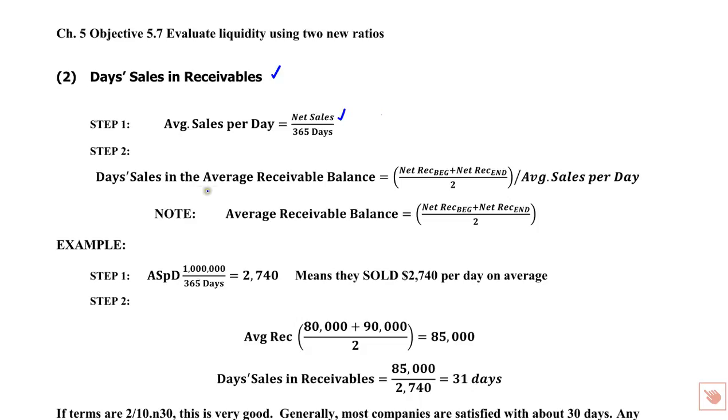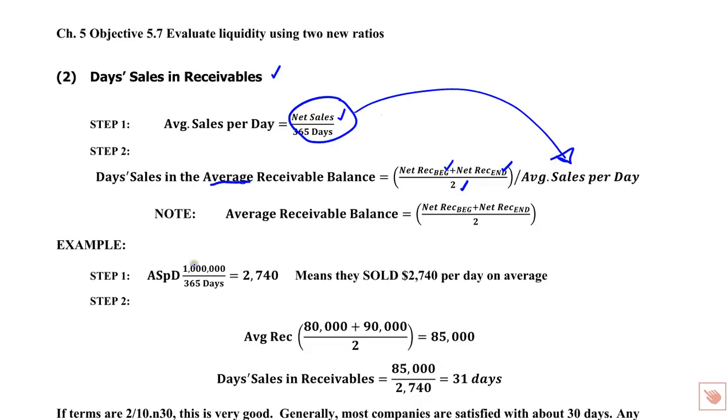Then to calculate the days sales in average receivable balance, I lengthen the term just to point out that we're taking the net receivable average. You take the receivable at the beginning of the year and the receivable at the end of the year, divide by 2. That's your average net receivable. You take that number and divide it by the number you got in step 1, which becomes your denominator.